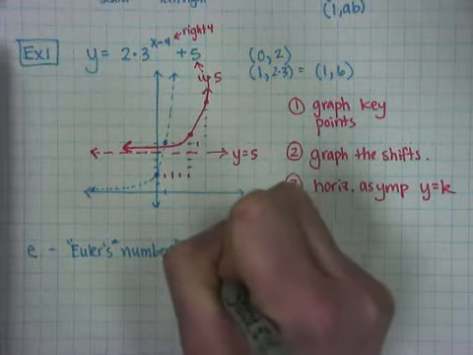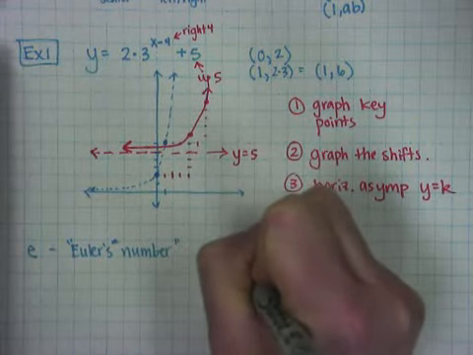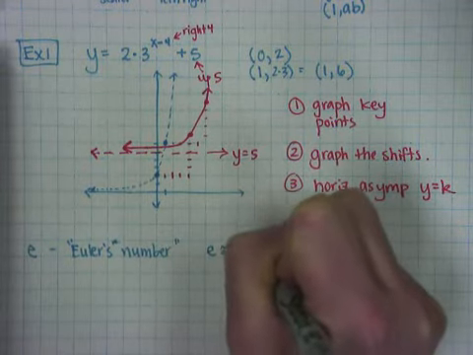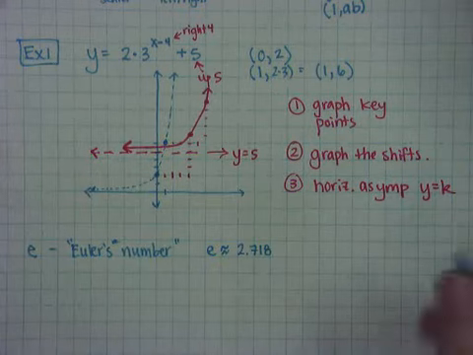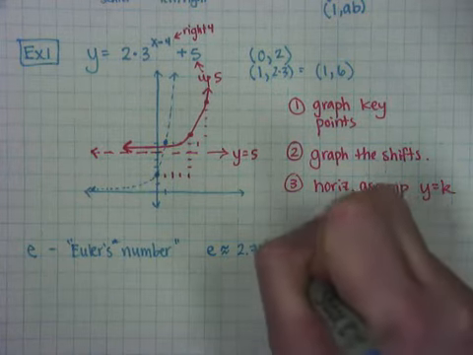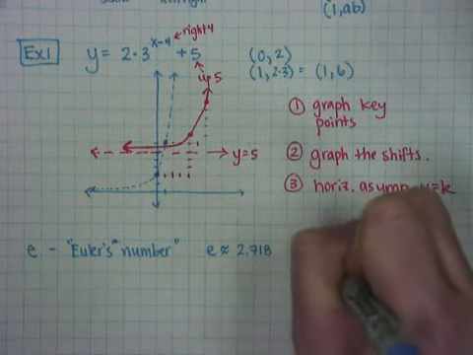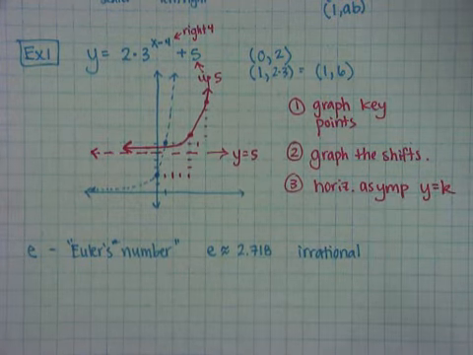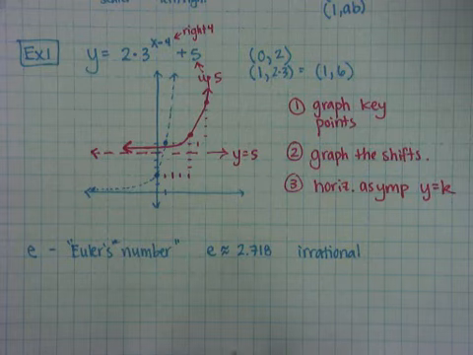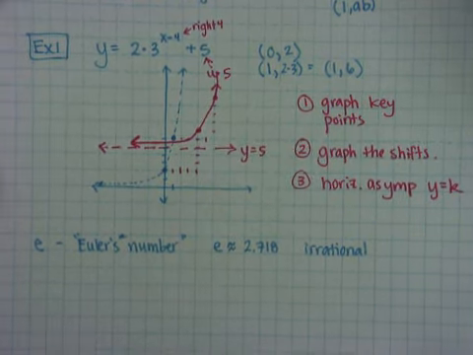e is approximately 2.718, we'll go out to 3 decimal places. It's Euler's number. It is an irrational number, meaning that it's a decimal that goes on and on forever and never repeats. And it's special. It's one of those things that comes up really often in all sorts of problems in nature, and we'll see it a lot when we start working on story problems in this section.